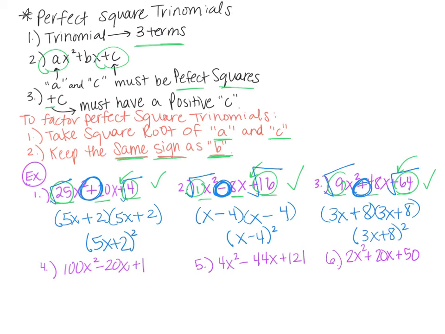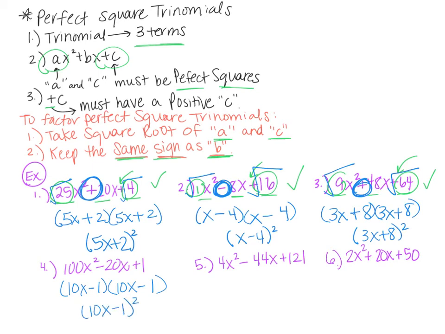All right? Moving on. Let's see if we can do it without writing as many steps. So I've got 3 terms, perfect square in the front, perfect square in the back, plus for my c, so I'm going to take my square root. So my square root of 100 is 10x. My square root of 1 is 1, and I'm going to match the sign of the b, so they're both going to be subtraction.